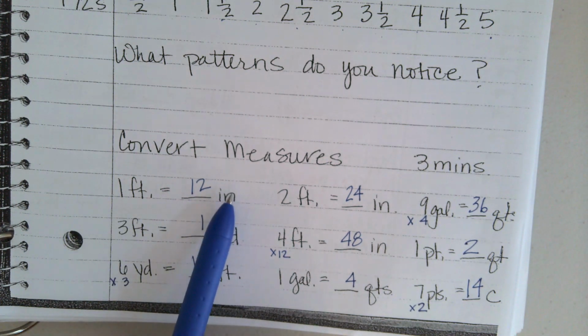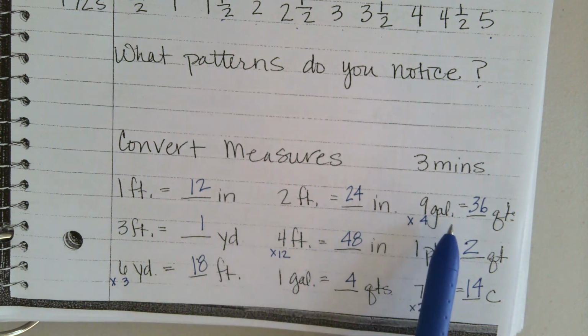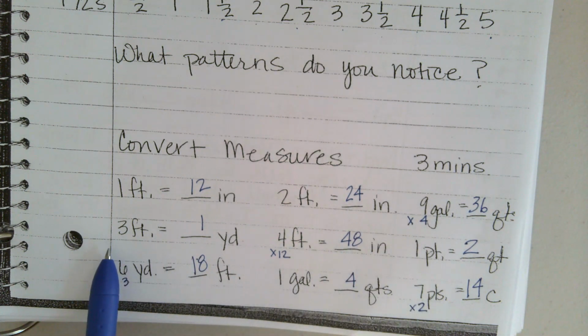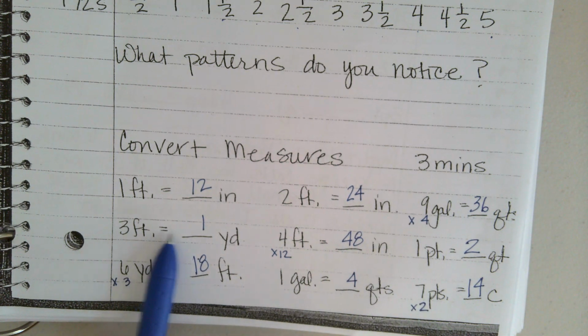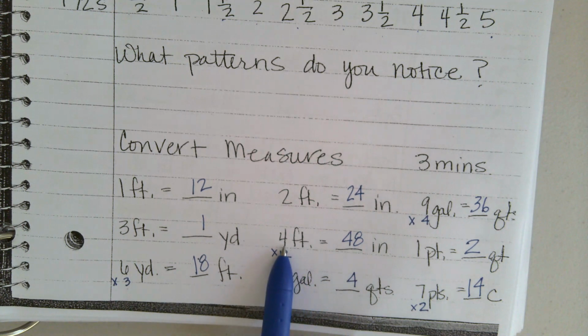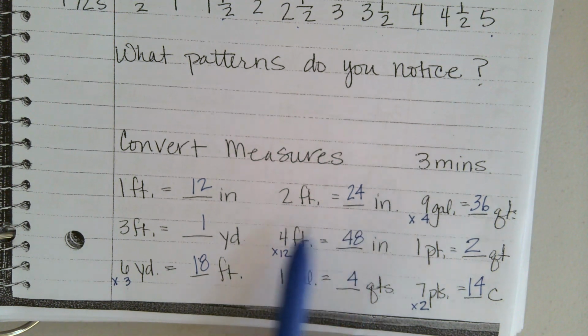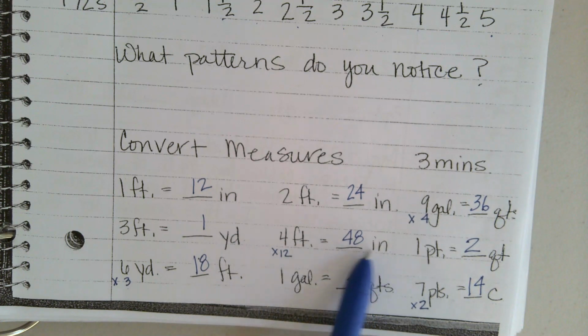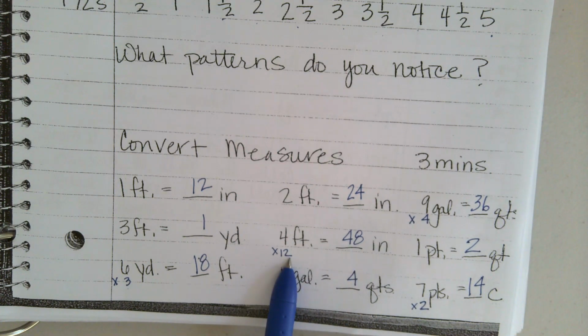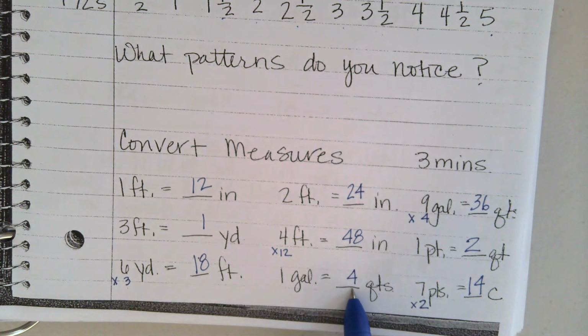1 foot is 12 inches, 2 feet is 24 inches. And then we have, let me jump down here, 3 feet is equal to 1 yard. 6 yards is equal to 18 feet. I multiplied by 3. Then we have 2 feet is 24 inches, 4 feet is equal to 48 inches. I multiplied by 12. Then here, 1 gallon is equal to 4 quarts.